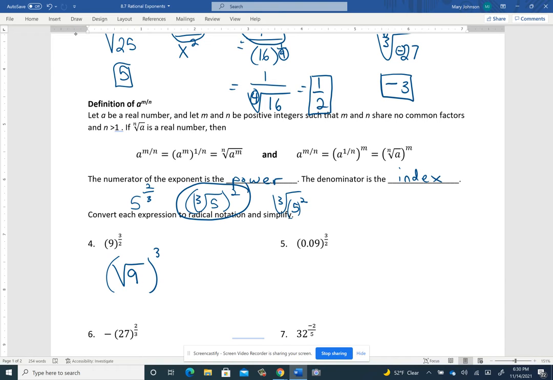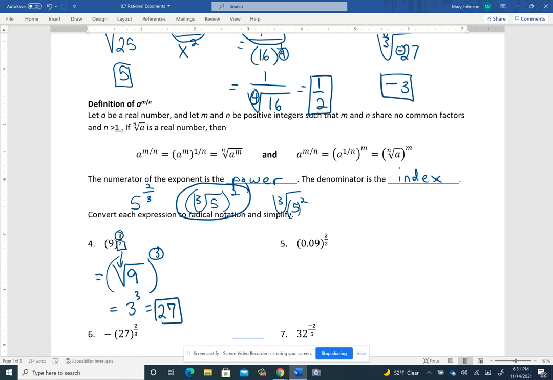So notice how the top number gives you whatever the power is and how the bottom number tells you what the index is. And then 9 was the base, so that was why 9 was under the radical. So this would be 3 to the 3rd power, and that's going to be 3 times 3 times 3, so the overall answer should be 27.